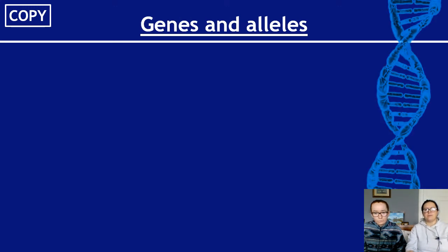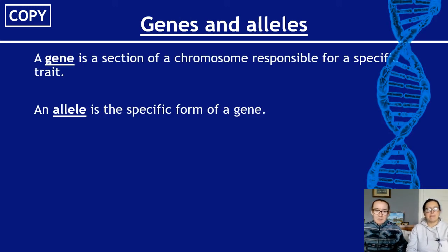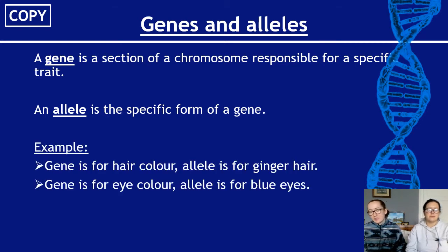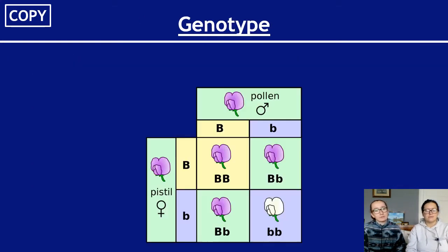So in terms of some of the first keywords you need to know, we need to know about genes and alleles. A gene is just a section of a chromosome responsible for a specific trait, and an allele is a specific form of that gene. For example, you have a gene for hair colour, but the specific allele you might have is for ginger hair or blonde hair or brown hair. So gene is for hair colour, allele is for the specific version of it. Similarly, if you have a gene for eye colour, you would have the specific allele that says it's blue eyes or brown eyes or green eyes.